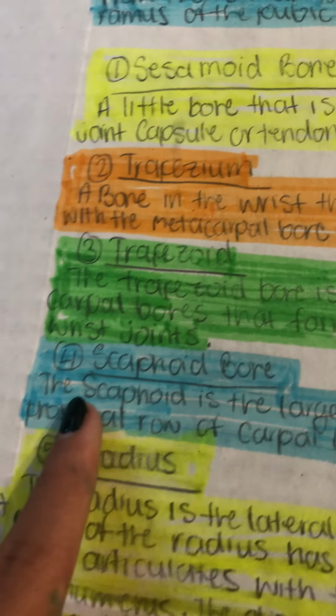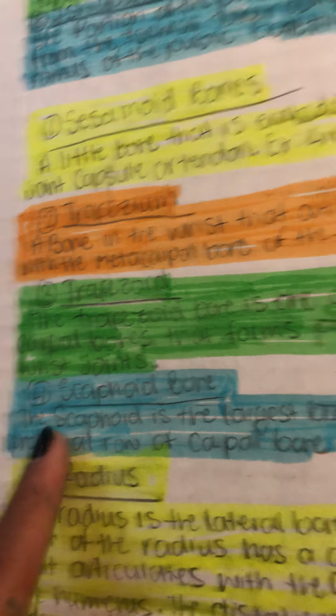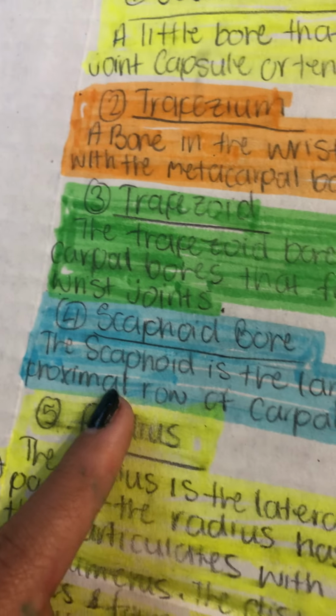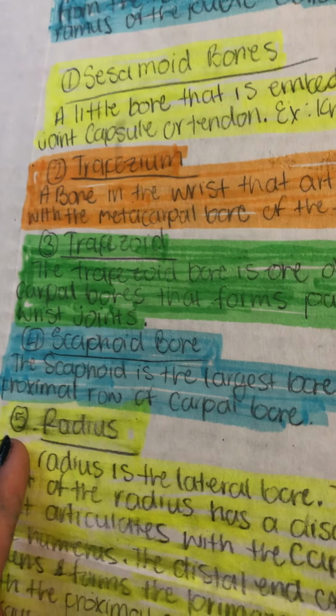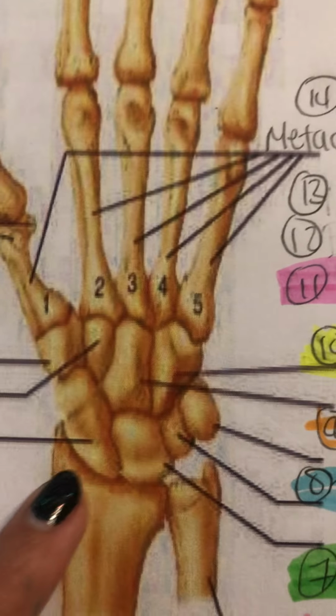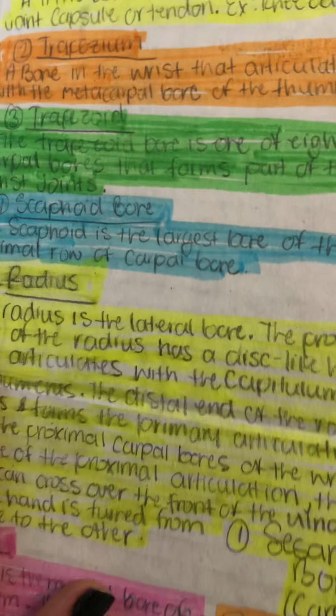Number 3, the trapezoid. The trapezoid bone is one of the 8 carpal bones that forms part of the wrist joint, which goes right here. Number 4, the scaphoid bone. The scaphoid is the largest bone of the proximal row of carpals, which goes right here. Number 5, the radius. The radius is a lateral bone.